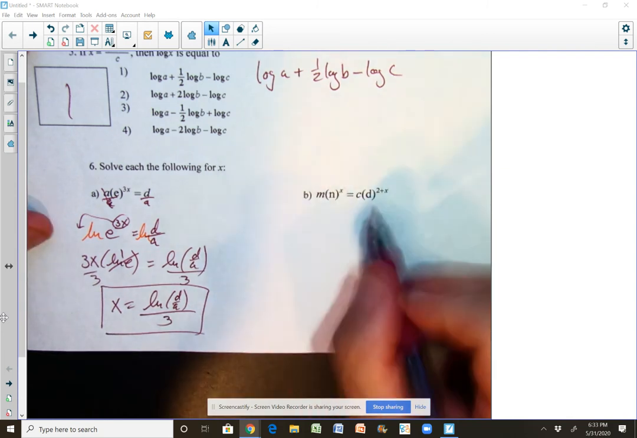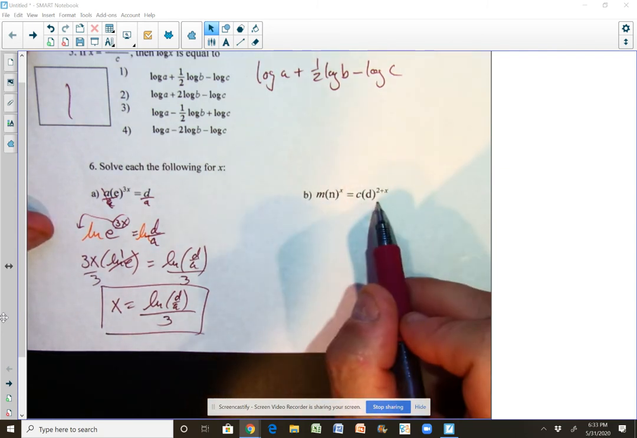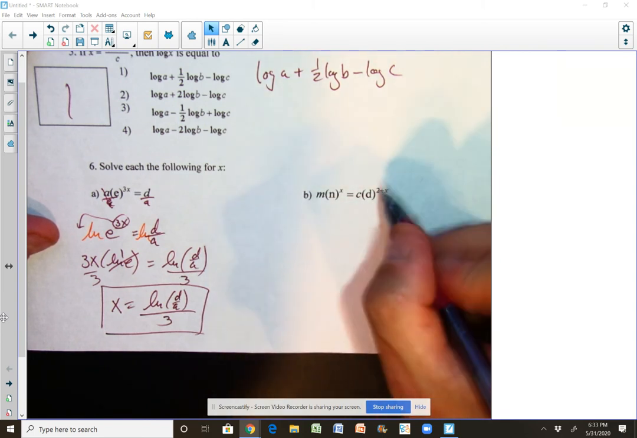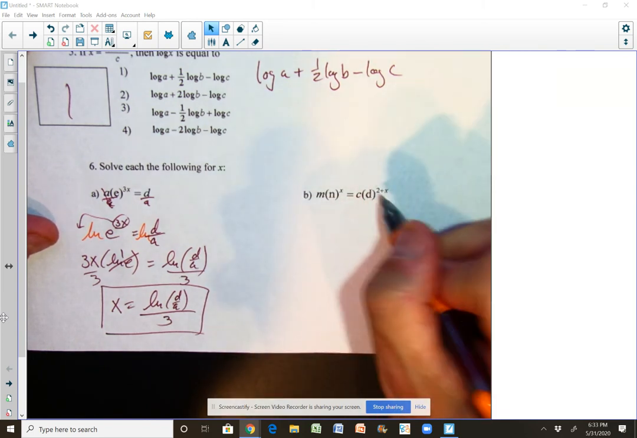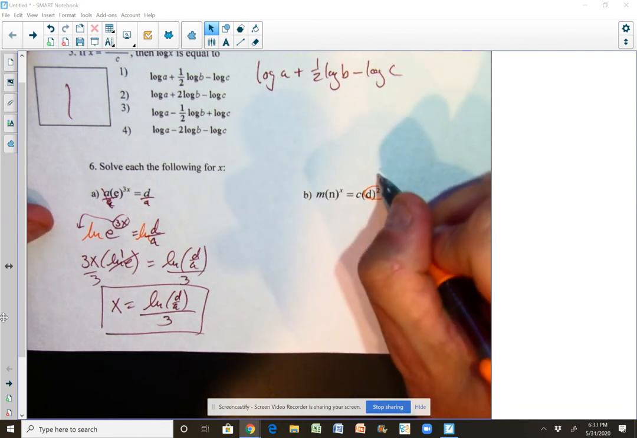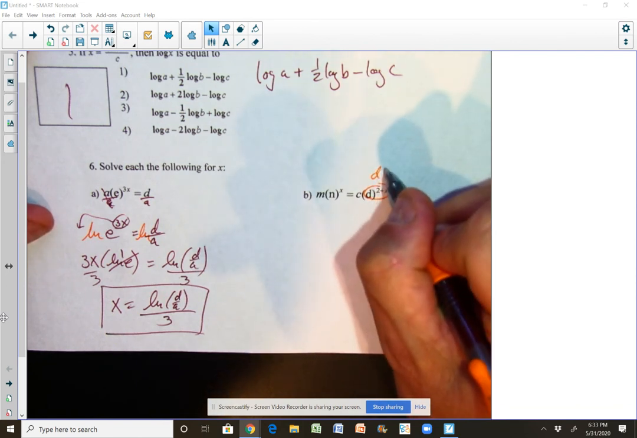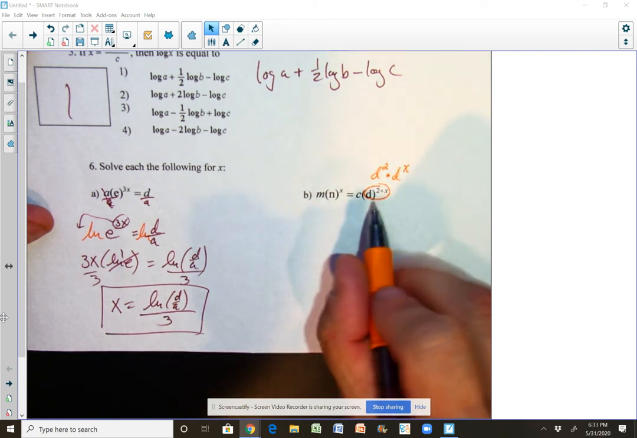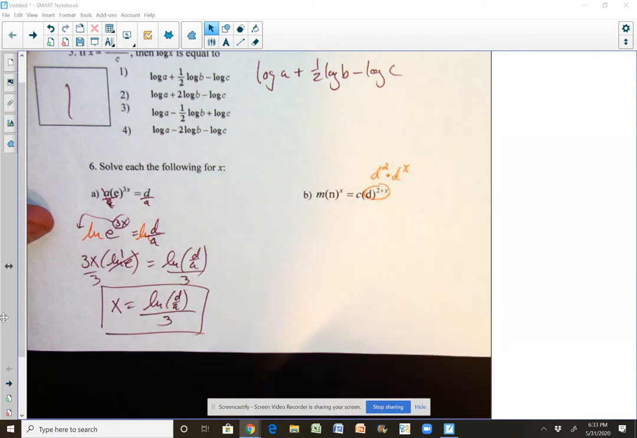In the next case, you've got an exponential equaling another exponential. Okay? And so we have this 2 plus x. So this is a little bit of an issue right here, that guy. So this is the same as d squared times d to the x. That's d to the 2 plus x. When you have the same base, you add the exponents.